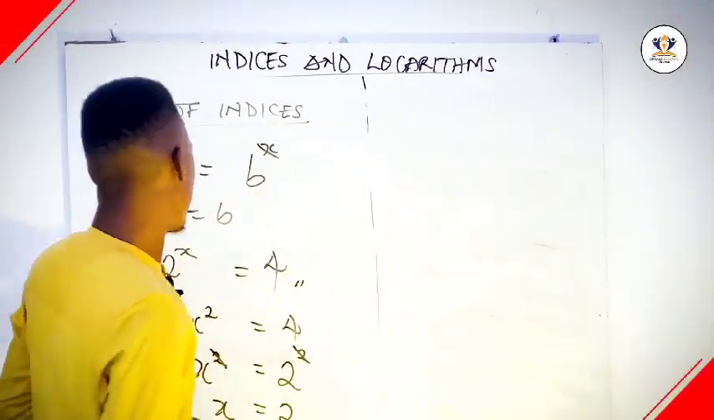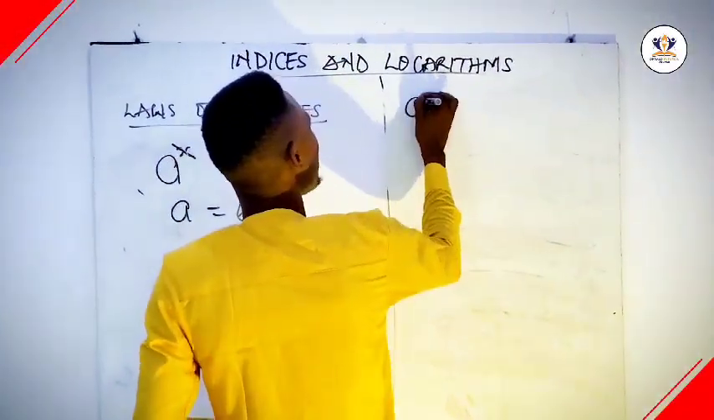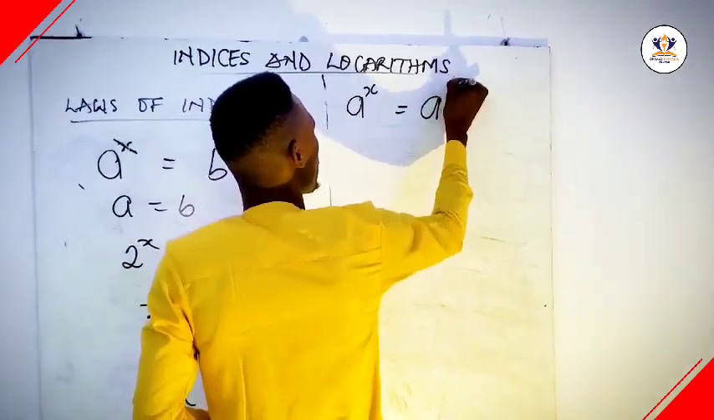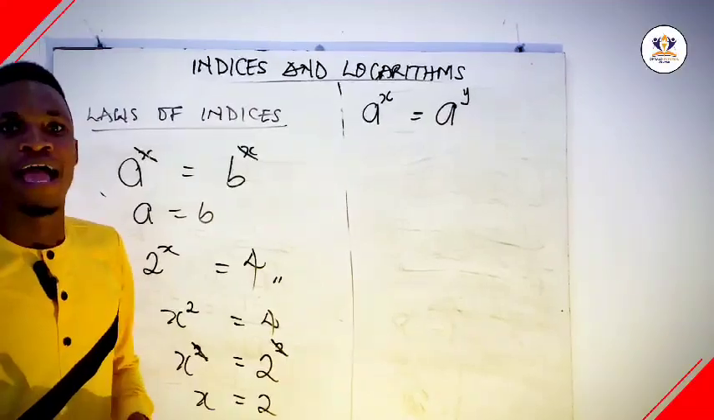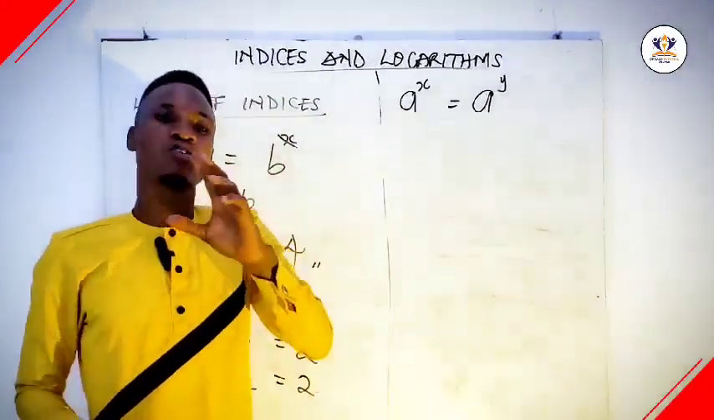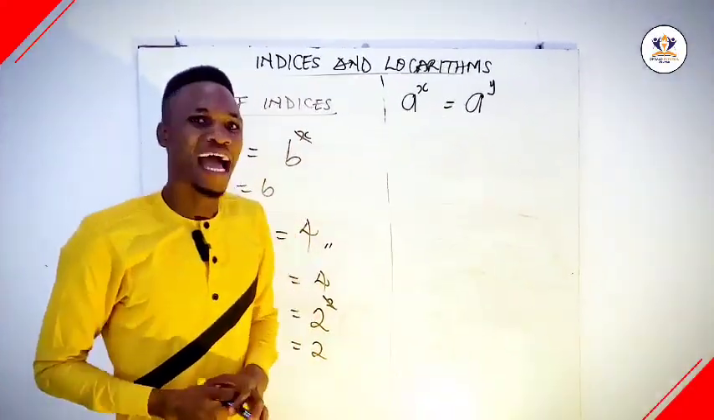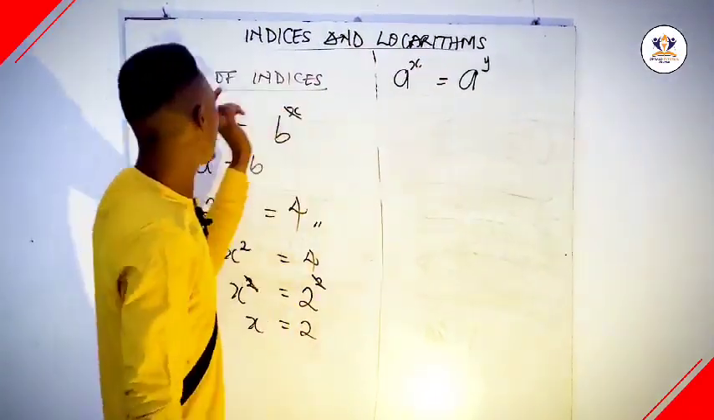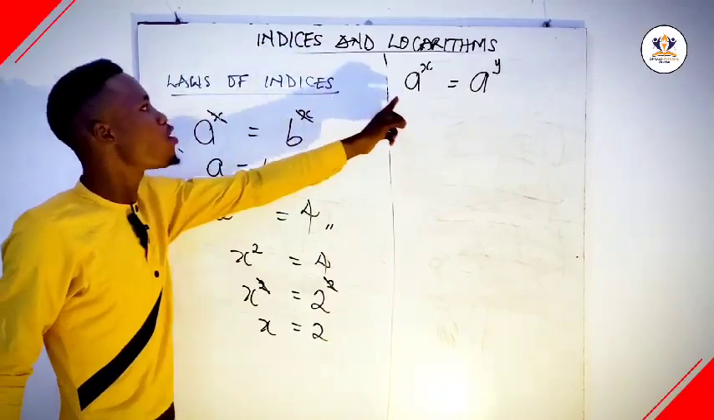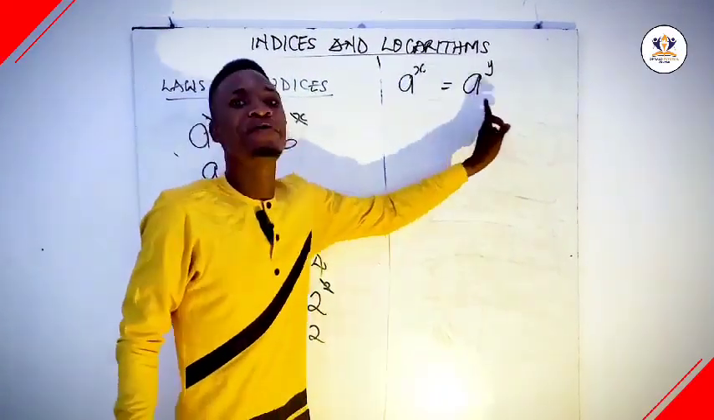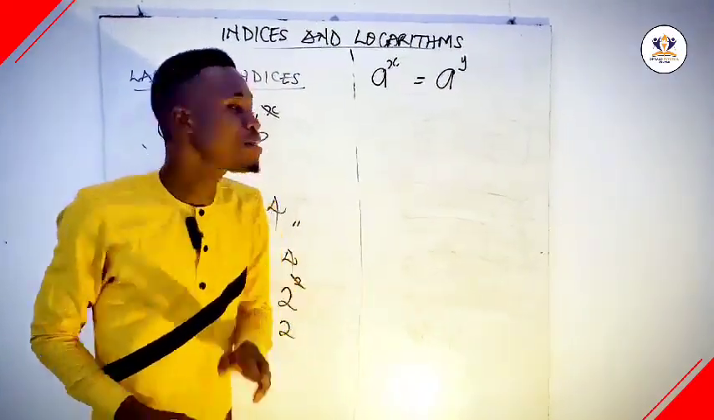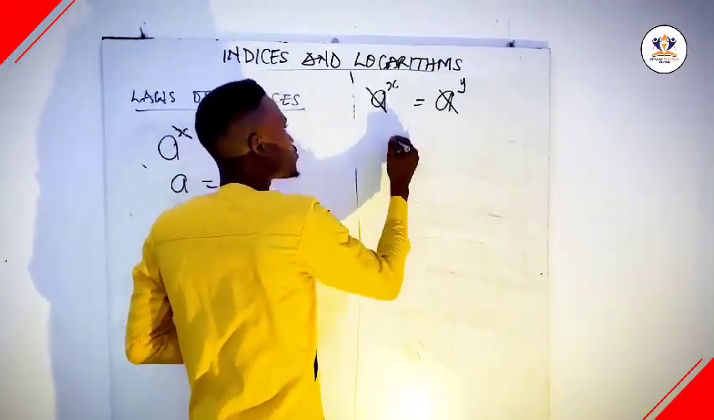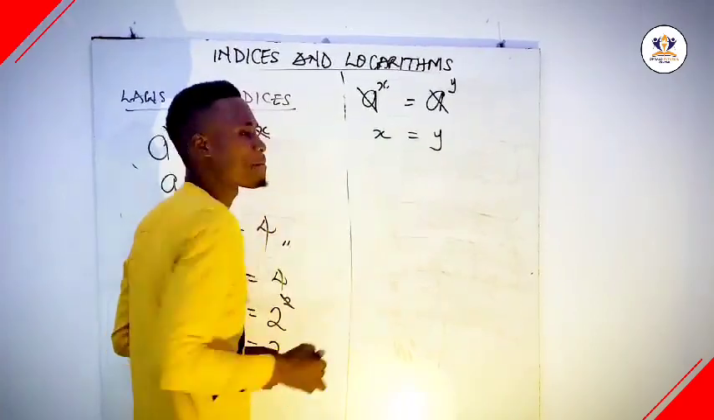Another one is, whenever you have a raised to power x is equal to a raised to power y. The other time, I was talking about the same powers and different bases. That was what I was talking about here. But here, it is the same base but different powers. The same thing will still happen. This will cancel this one. Then this one will be equal to this. x will be equal to y.